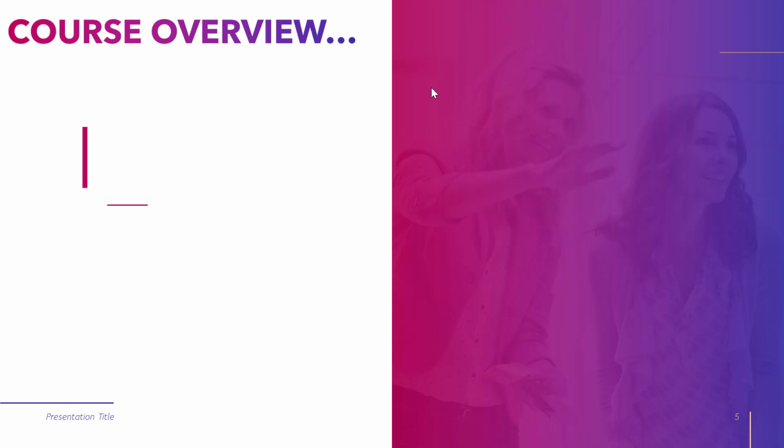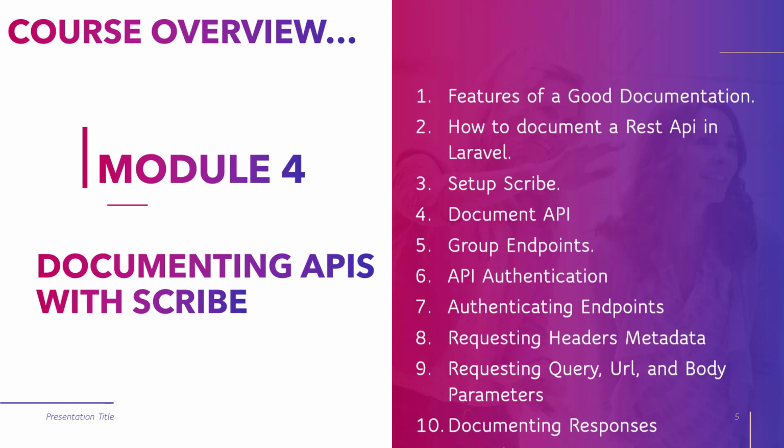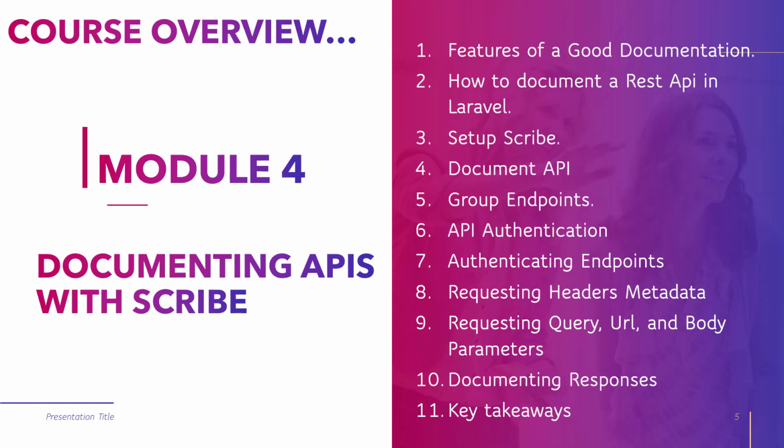And then lastly, in module 4 we learn how to document the APIs. This will be an interesting one whereby we learn features of good documentation, how to document a REST API in Laravel using the Scribe package, and we'll document the endpoints, we document the authentication, we document the headers, how to add headers and metadata, we document how to add request query, URL and body parameters, how to document responses, and have some key takeaways from the project.